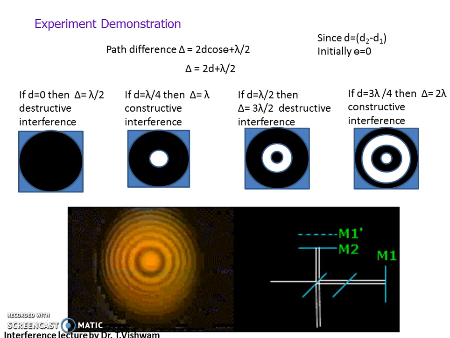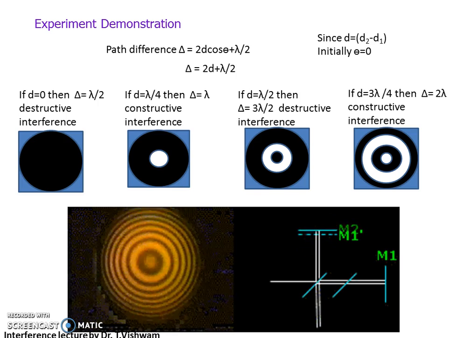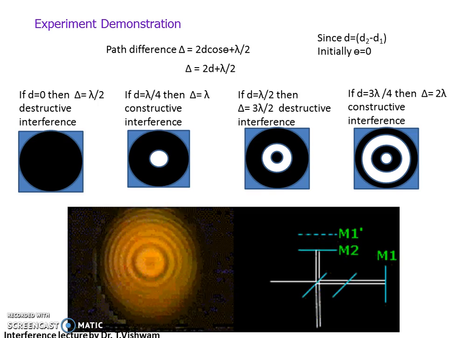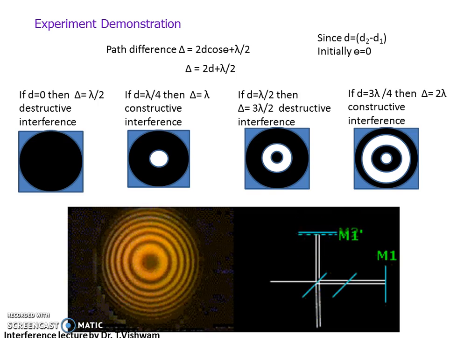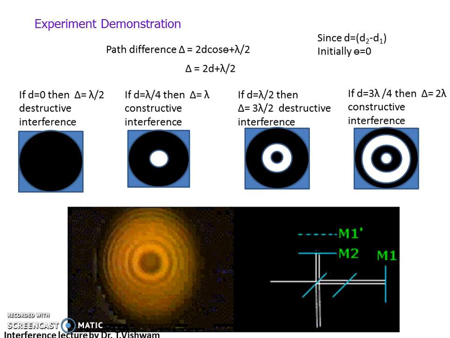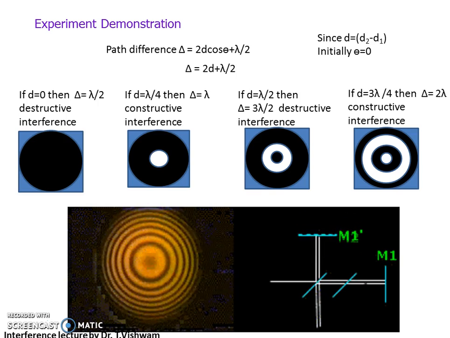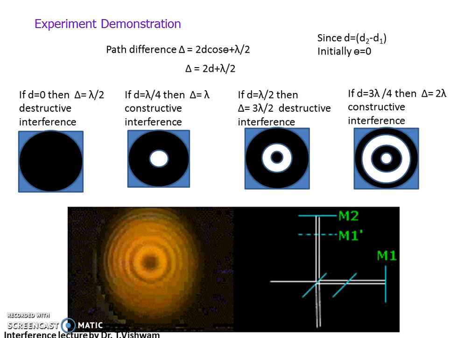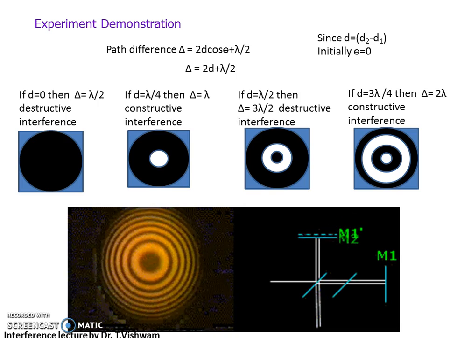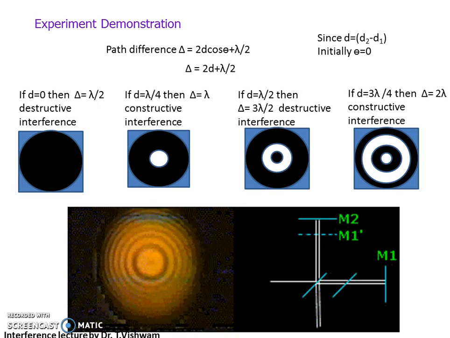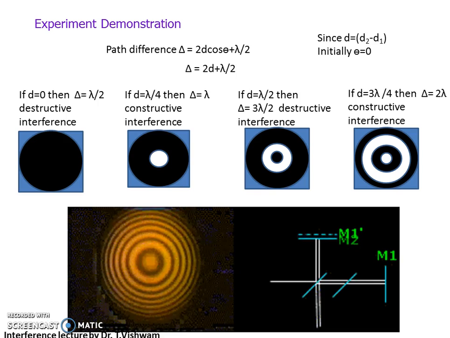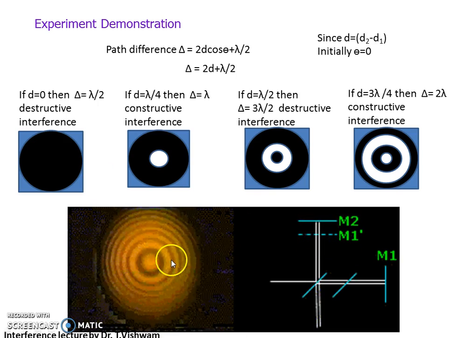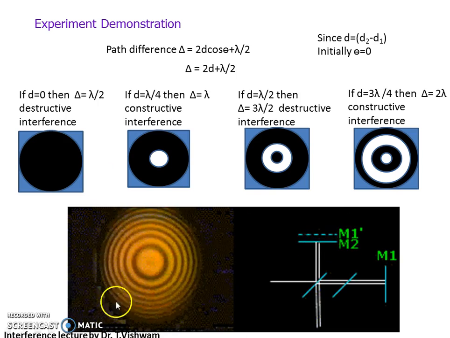Here, I am moving mirror M2. M1 is fixed, and M1 dash is the virtual image. So a parallel film is formed between the virtual image and the M2 mirror. When you move mirror M2, the parallel film thickness increases or decreases. So this is the pattern we observe in the case of the Michelson interferometer.